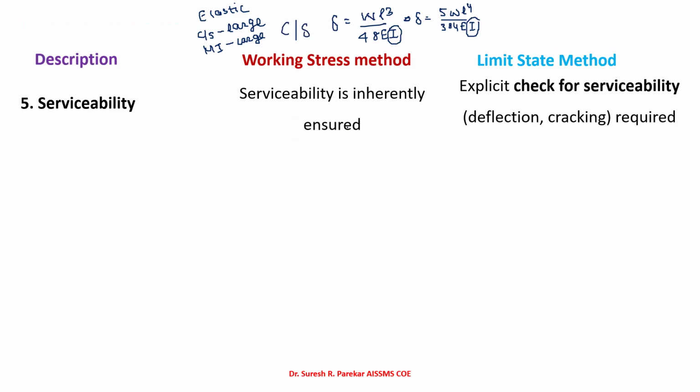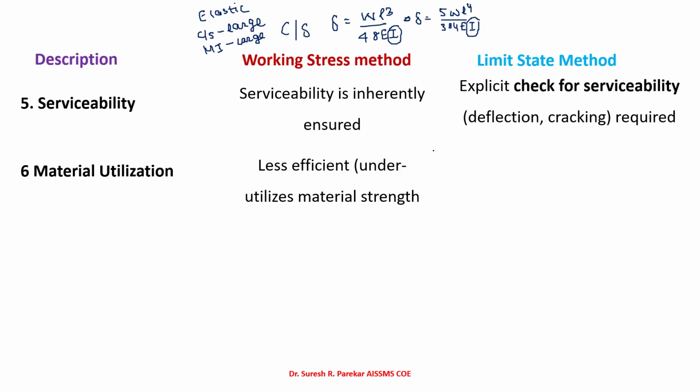Whereas in limit state, an explicit check for serviceability we are considering, that is for deflection and cracking, that is required. And then we have the last, material utilization. In working stress we are using less efficiently, we are not using the full strength of the materials, whereas in limit state we are using more efficiently, with better utilization of material compared with the working stress method.